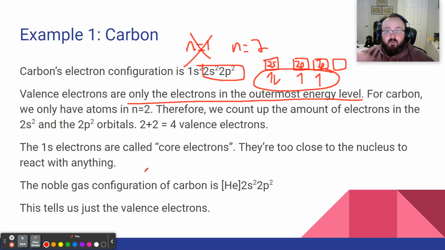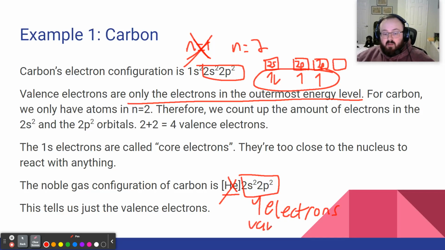And why I've been pushing this noble gas configuration this whole time is because when we do this, we get rid of the core electrons. We get rid of the junk. We only care about this: 2s2, 2p2, 4 electrons. These are the valence electrons. That's why I've been pushing this noble gas configuration so much, because it tells us how many valence electrons there are. I'm going to come back to a small, slight exception, but I will talk about what I mean by that.